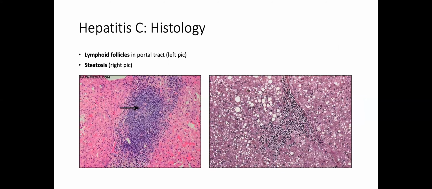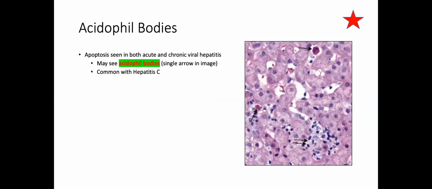The histology is going to be lymphoid follicles in the portal tract, as we see on the left, and then steatosis. So we see these fat bubbles on the right. Also, most common with hep C is going to be acidophil bodies, which are shown in the arrow. So those really pink bodies. It's noted in both acute and chronic hepatitis. So I would make sure I know those.